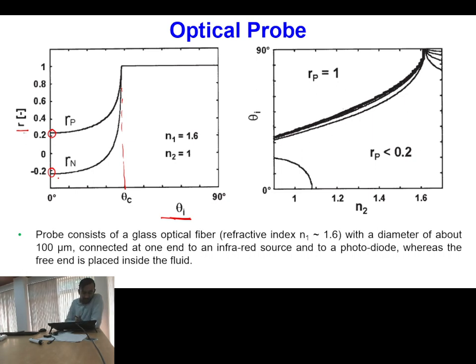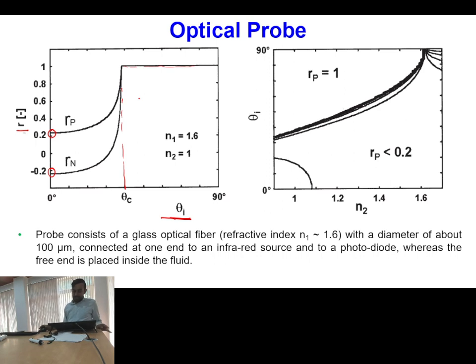Here, these Rp and Rn, after an angle of incidence theta greater than theta c, almost reach their unity value. It means that whatever the amplitude of the initial incident wave is, the same will be the amplitude of the final reflected wave.